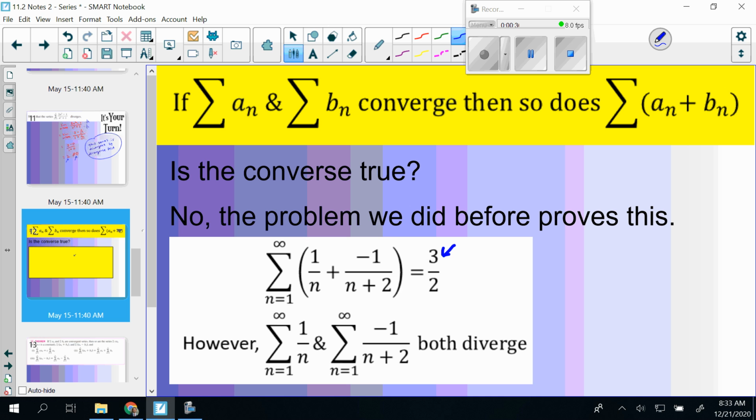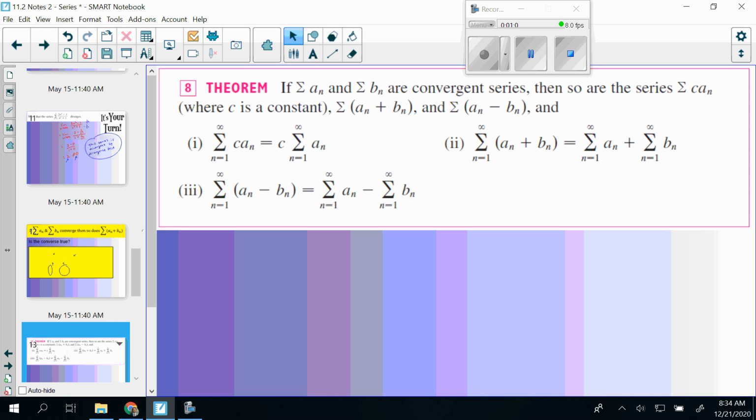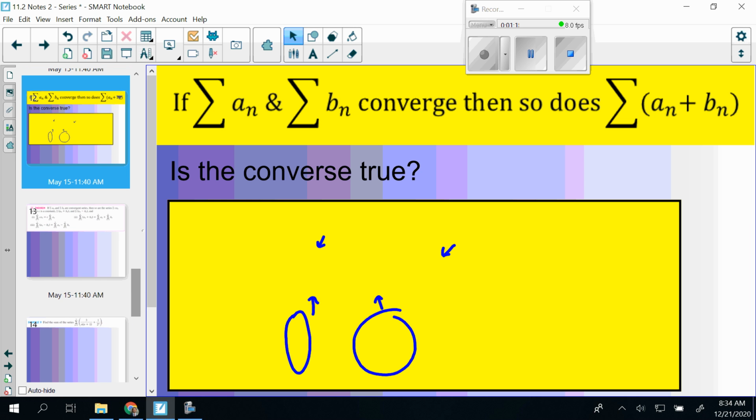However, if you look at these individual ones that were being added up, this is the harmonic series, which we know is divergent. This is also divergent because it's very similar to the harmonic series. So if you have two divergent series, that doesn't necessarily mean that if you add them up that they are also divergent. But working off the one we did, if you have two convergent series, then if you multiply by a constant or add or subtract those two series, they also are going to be convergent.